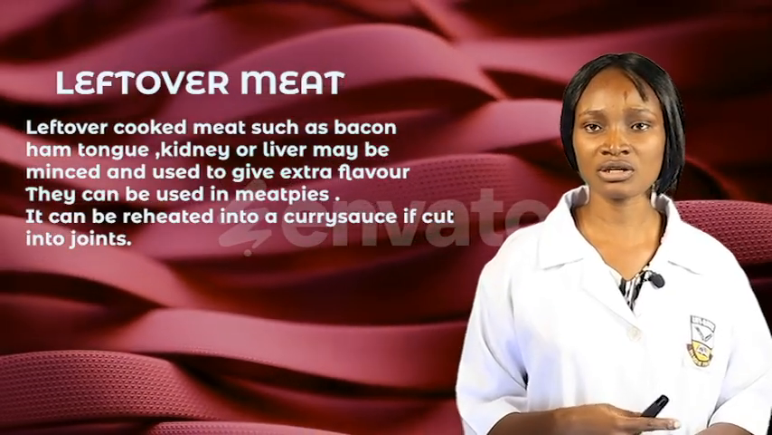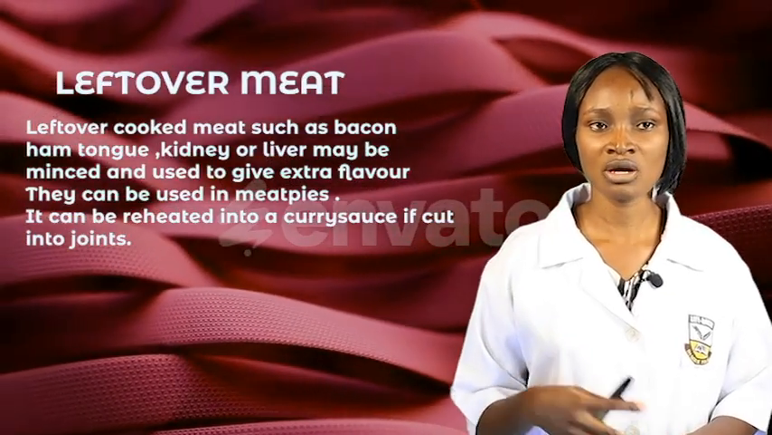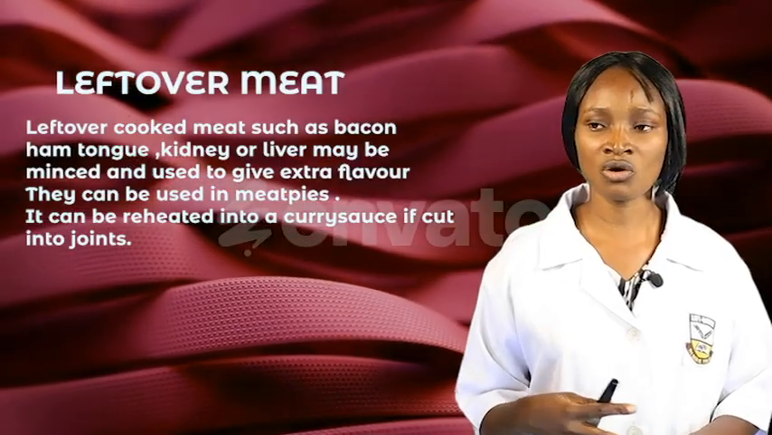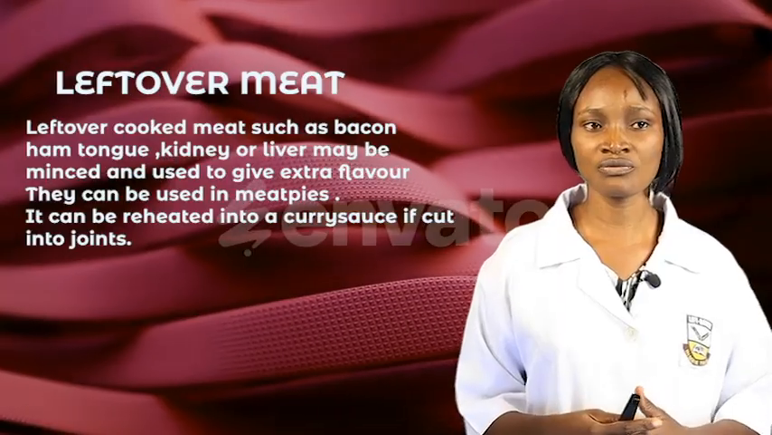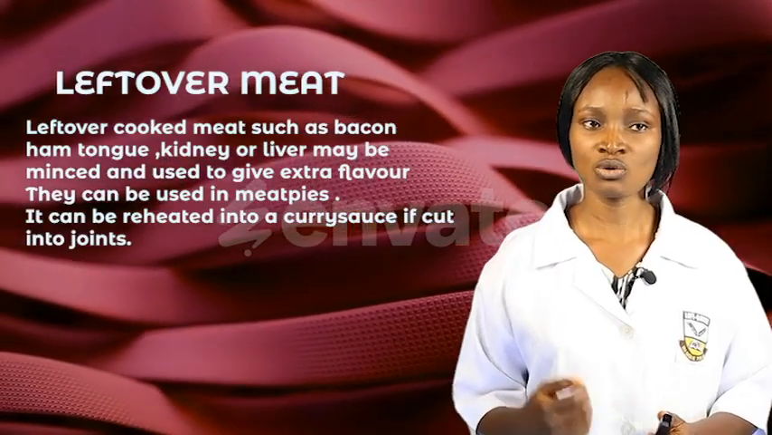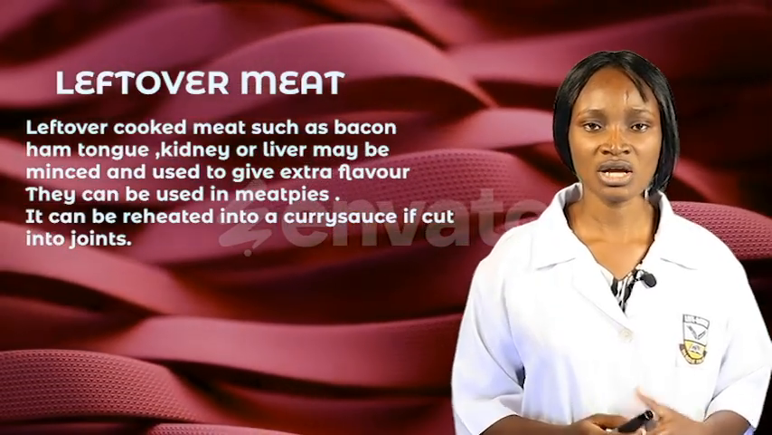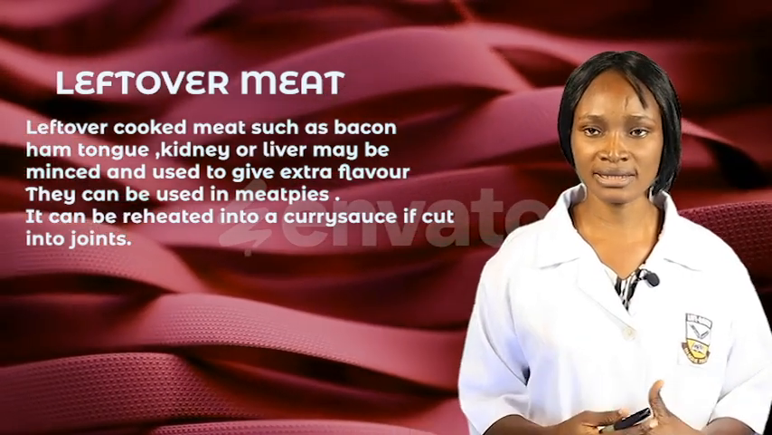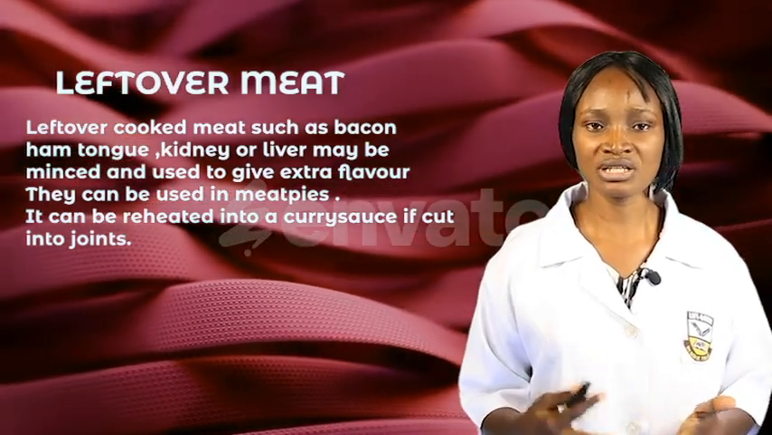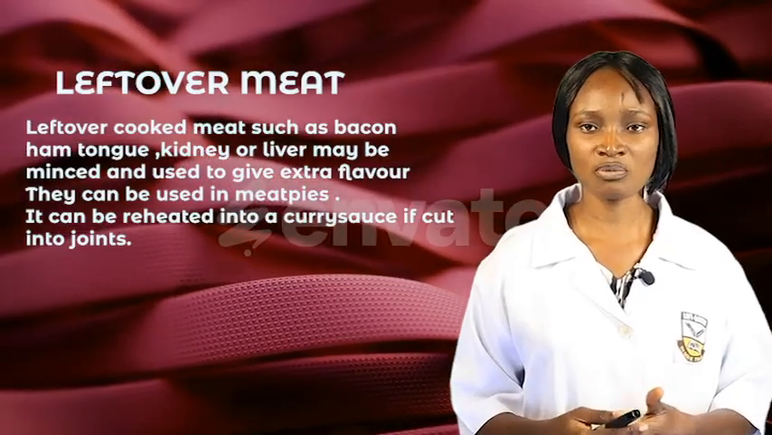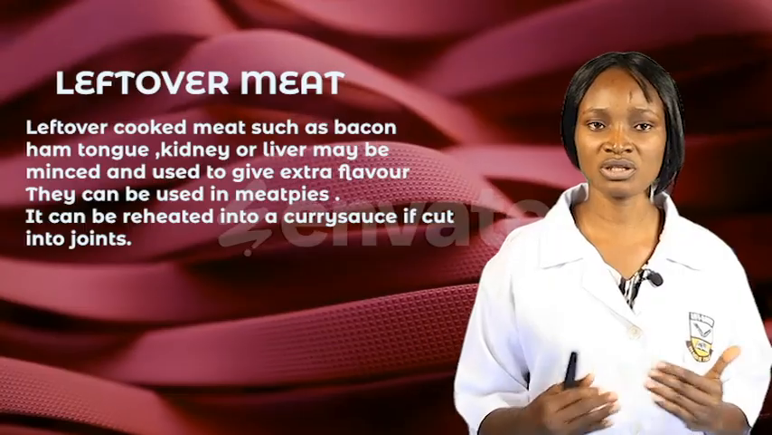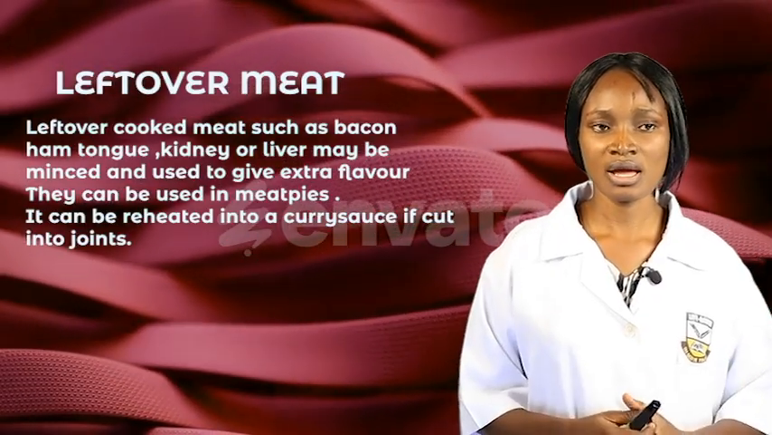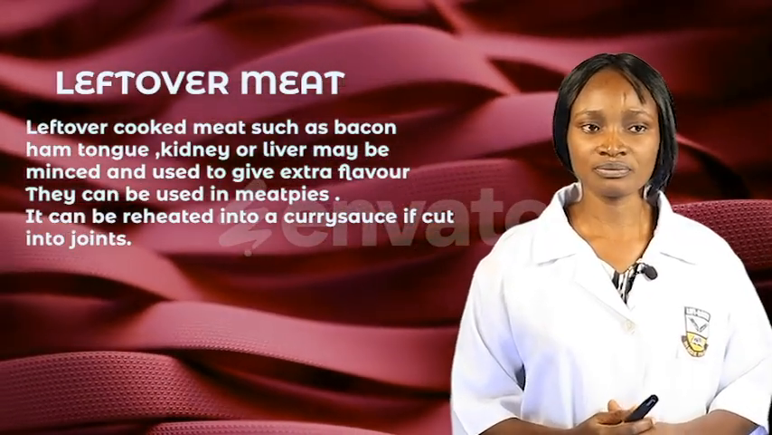5, leftover meat. How we can use leftover meat. Leftover cooked meat such as bacon, ham, tongue, kidney, or liver may be minced and used. Then you add extra flavor. So they can be used in meat pies, and it can be reheated carefully in a saucepan. If you cut into joints, if you cut into pieces, you can fry and make use of it.